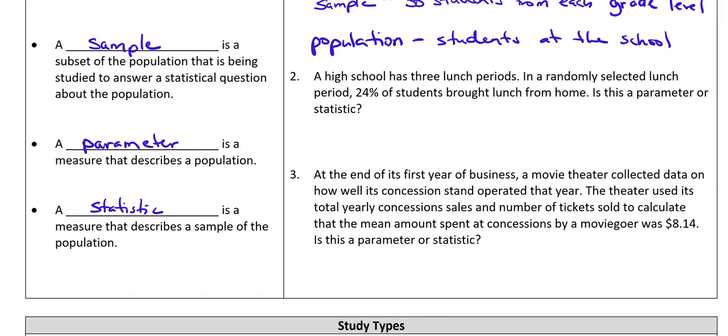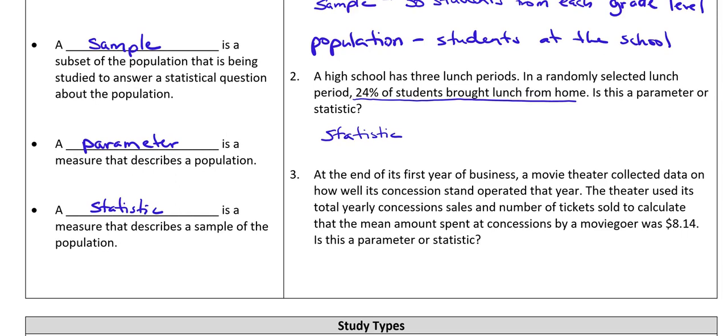So over here at number 2, it says a high school has 3 lunch periods. In a randomly selected lunch period, 24% of students brought lunch from home. So this is the information. 24% of students brought lunch from home. The question is, is this a parameter or a statistic? So did they interview every single student or did they just take a subpopulation? So because they only randomly selected a lunch period, they didn't go to all the lunch periods, this is a statistic. Okay, they're going to take the information from one lunch period and they're going to use that to make a prediction about all the lunch periods.